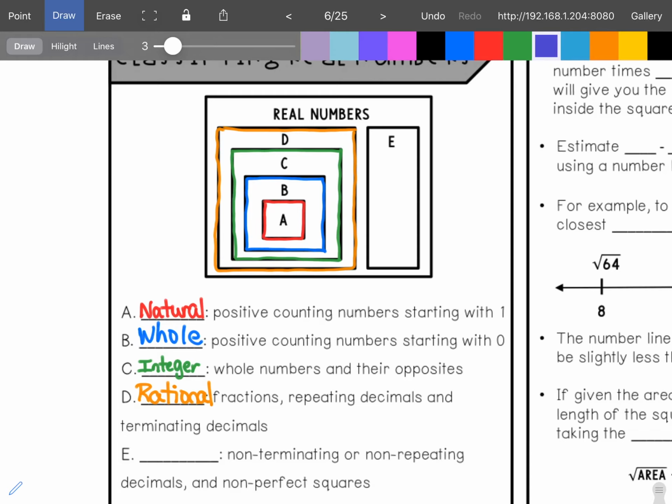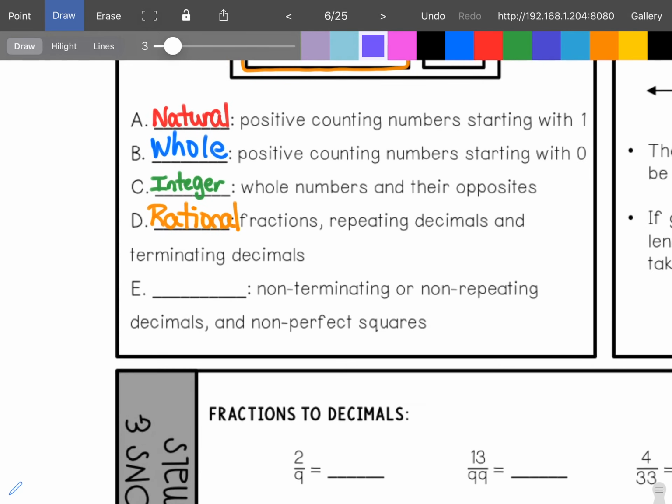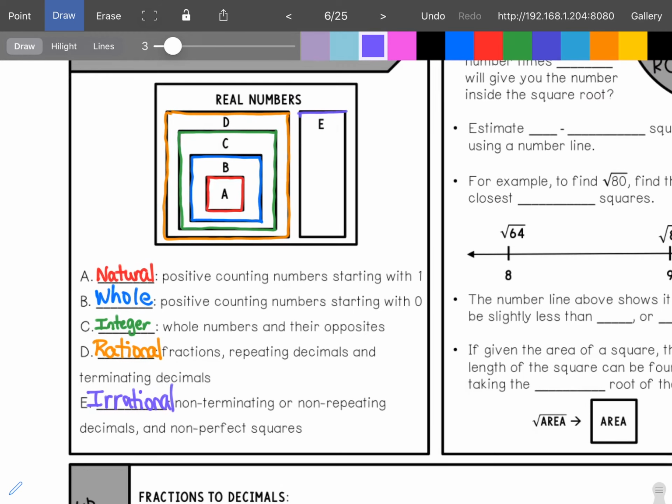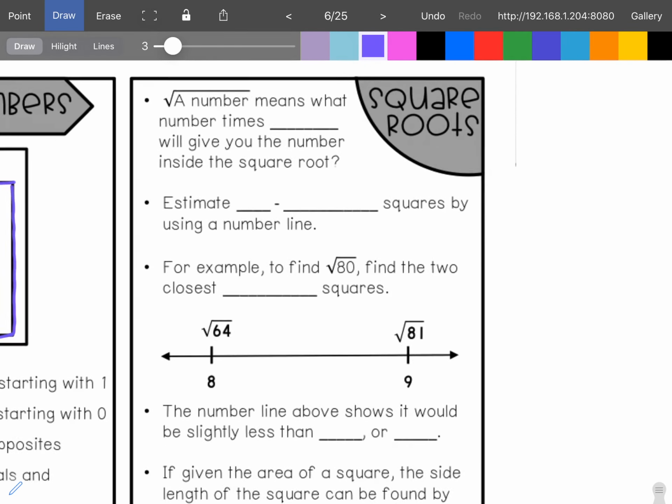And then we have our irrational numbers. So our irrational numbers are the non-terminating or non-repeating decimals and non-perfect squares. And those are going to be these numbers over here. So basically, numbers are either going to be rational or irrational. And then if they're rational, then they can be more specifically an integer, a whole number, or a natural number.